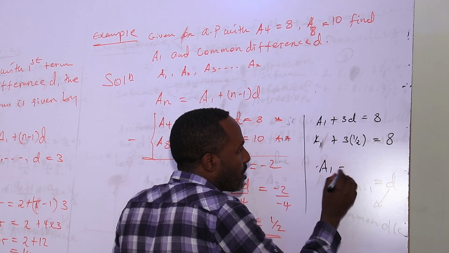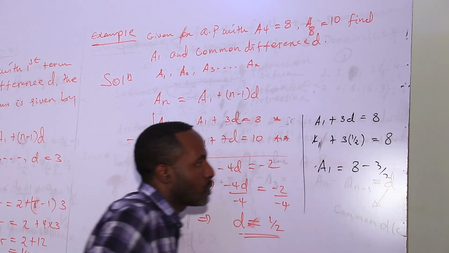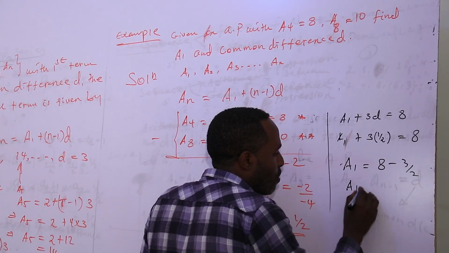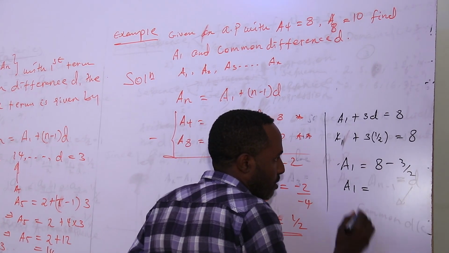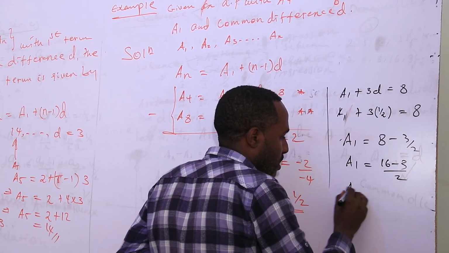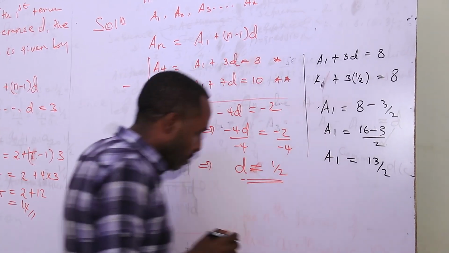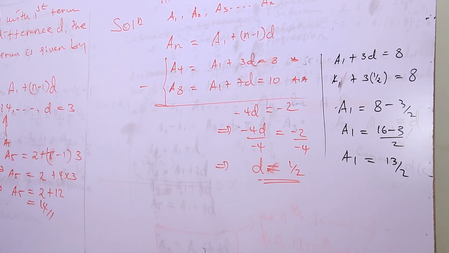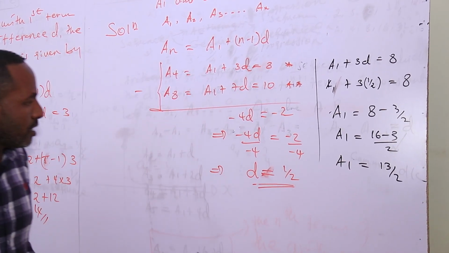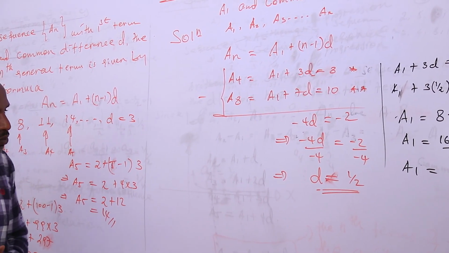Therefore, the first term equals what here? 8 minus 3 over 2. So the value of A1 equals 16 minus 3 over 2. So the result is simply 13 over 2. So we can calculate the first term is 13 over 2, and the common difference of this given information is 1 over 2.